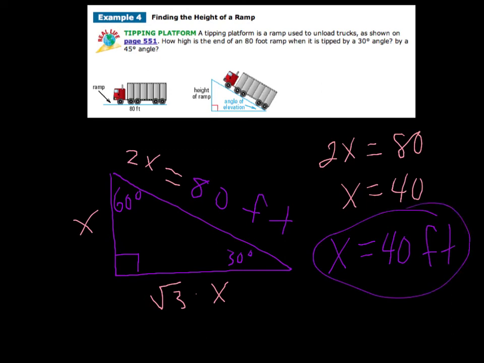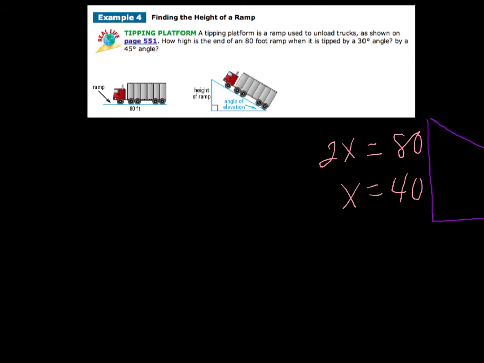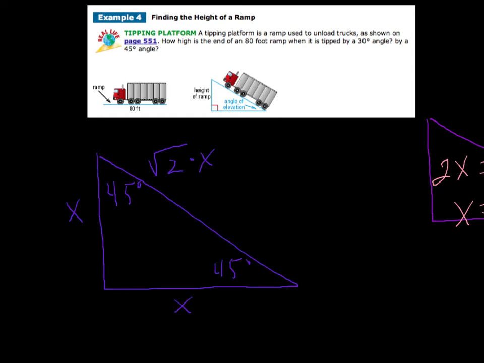If you notice, though, the question moves on from there and asks, well, what about a 45-degree angle? So what we'll do is we'll just change our focus here and redraw another triangle. This is now a 45, 45 right triangle. Our ramp length is still equal to 80 feet.